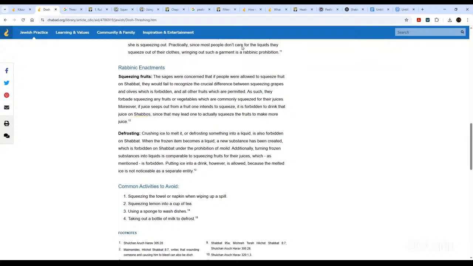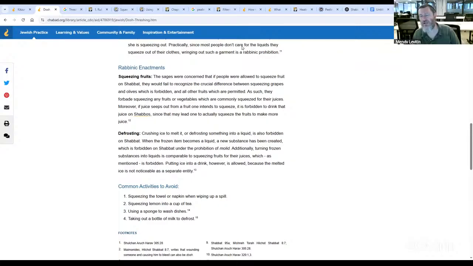that has nothing to do with the whole fruit. You're not allowed to squeeze a fruit to create a liquid on Shabbos. The only time you could squeeze fruit is if you're squeezing the fruit into food. You can't even squeeze a lemon into water. There's someone who said you could squeeze a lemon into sugar. But you cannot squeeze a lemon into alcohol.